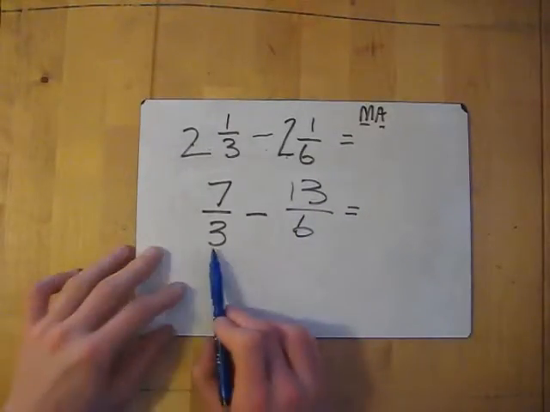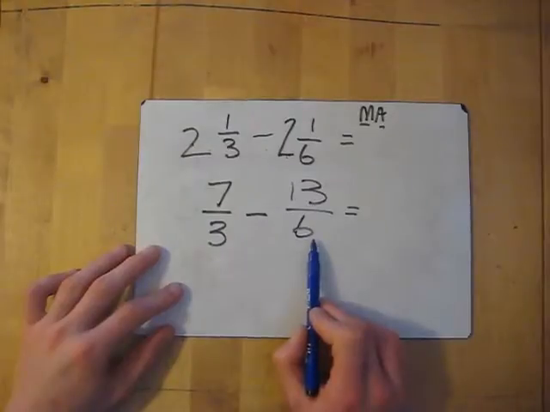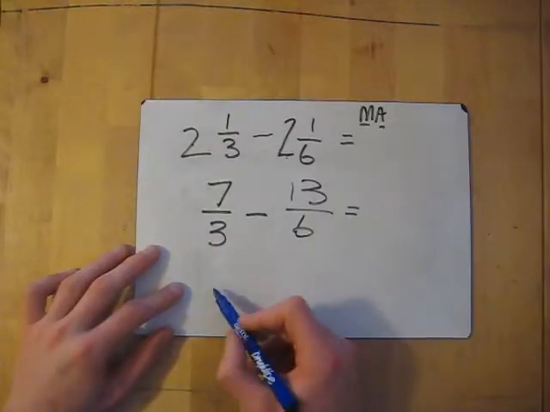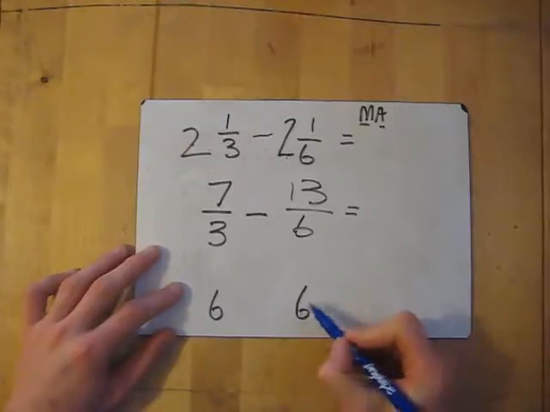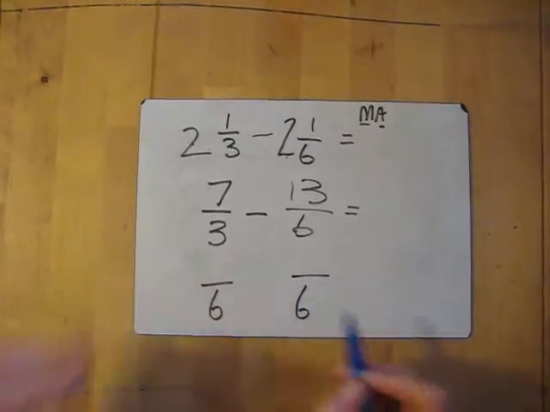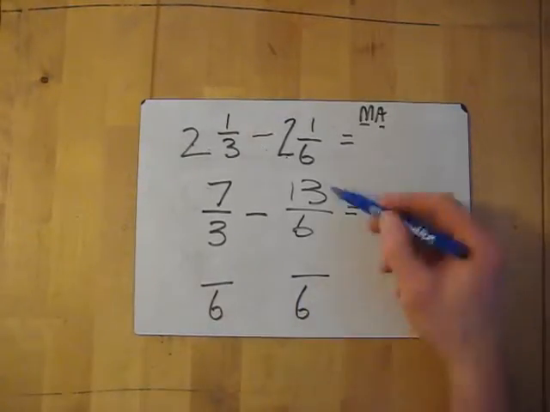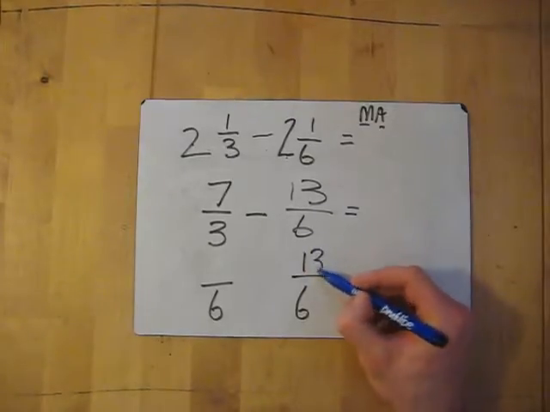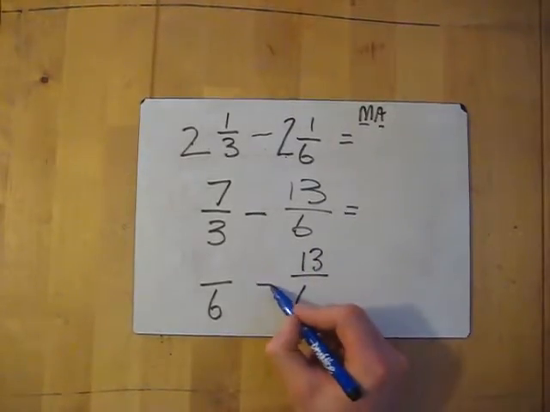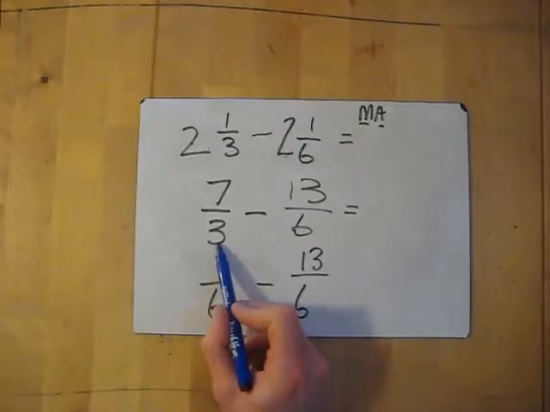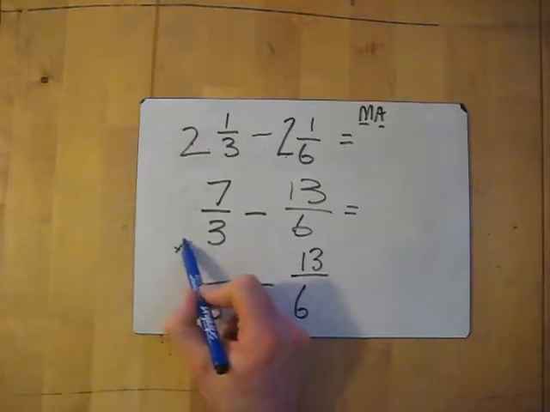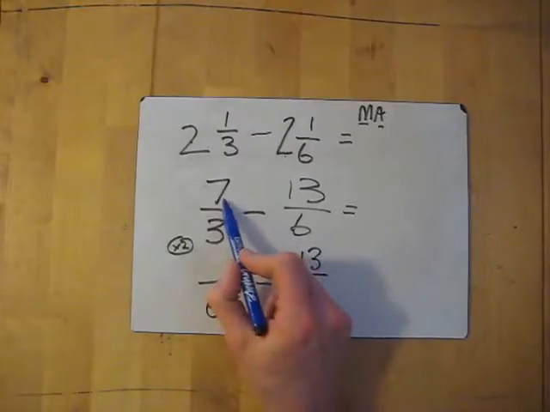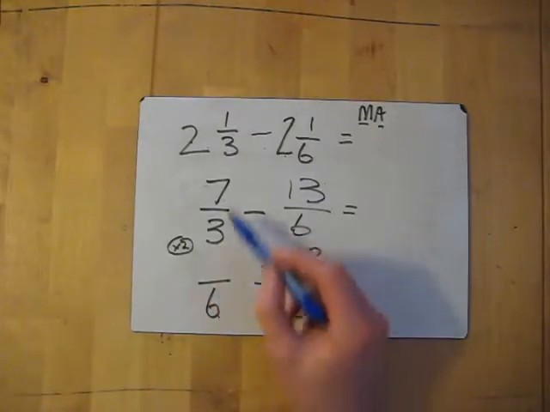Second part, we need to find a common multiple between 3 and 6. And this one's fairly straightforward. It is 6. So we're going to convert these two improper fractions into sixths. Now this one's already in sixths, so straight away we just write it down. This one, however, what do you do to 3 to get to 6? You times by 2. So that means we'll have to times the top by 2. Whatever we've done to the bottom, we'll have to do to the top.